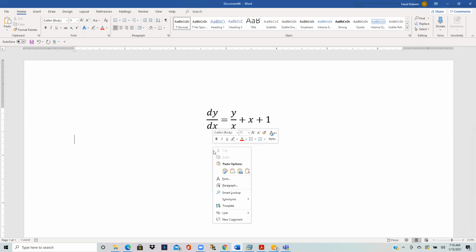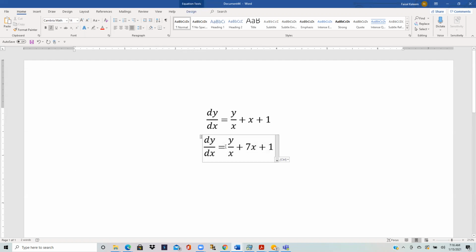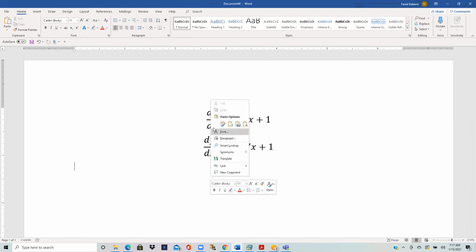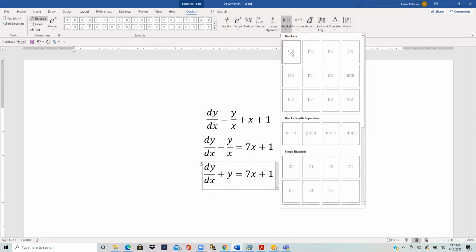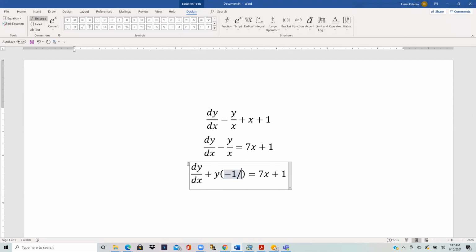So if I just bring this over to the left, it becomes negative. So I get dy over dx minus y over x equals x plus 1. So now this looks more like it, but still it's a little bit off, because remember the form was dy over dx plus y times a function of x. So if I want to write this as plus y times a function of x, I will write plus y, and then the function of x that is left over is negative 1 over x. So I will have y times negative 1 over x.